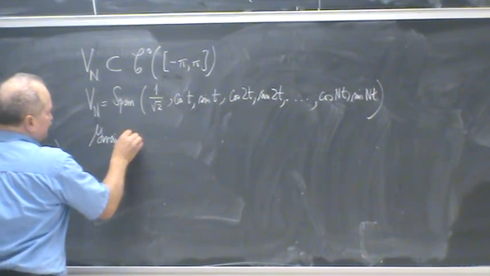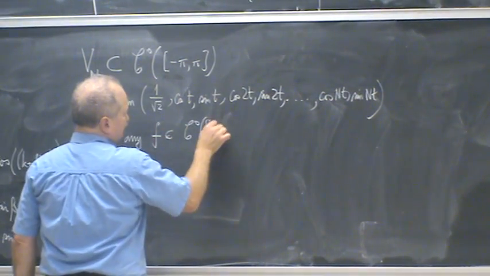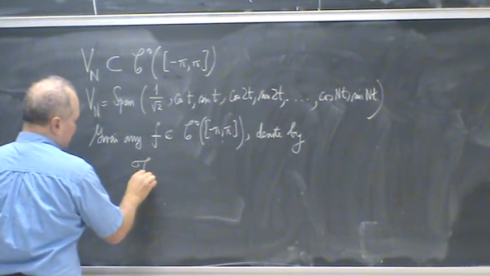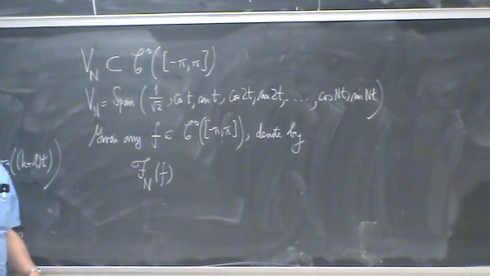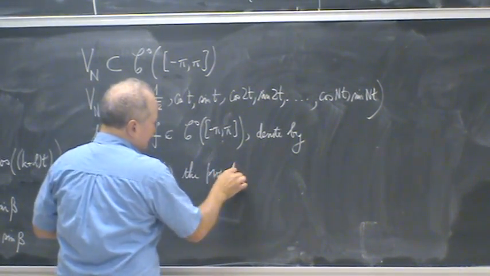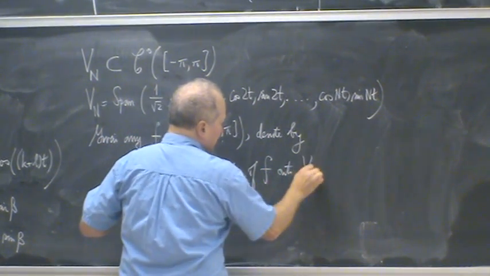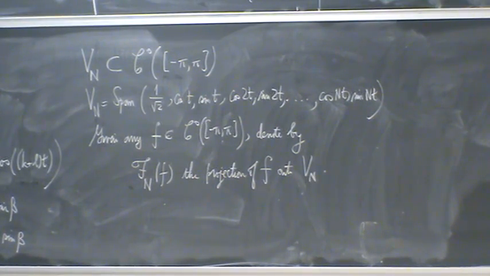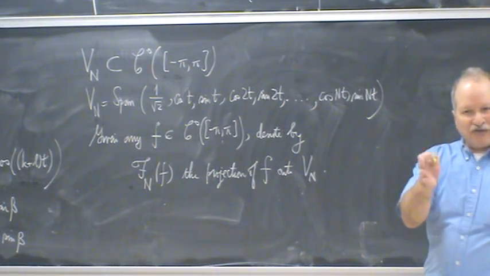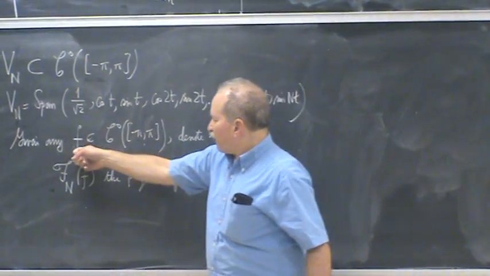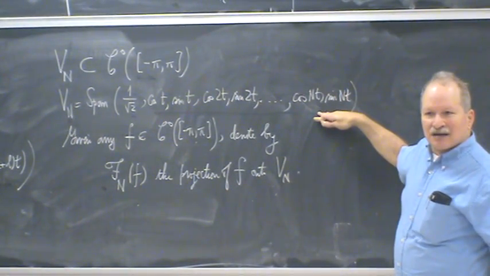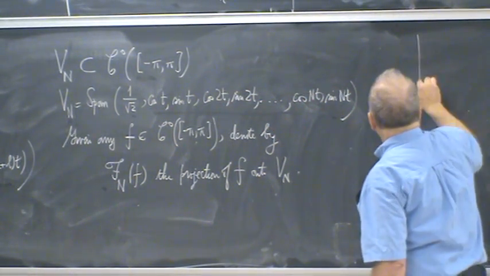Given any f, denote by script f sub n of f, if you don't like script, do something else, the projection of f onto v sub n. So this is going to be what's called the finite Fourier series for the function f. I'm just asking what periodic function built out of the first n frequencies is closest to my continuous function f in the exact sense we've been doing here.